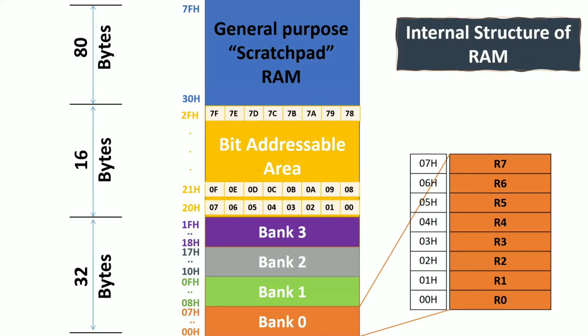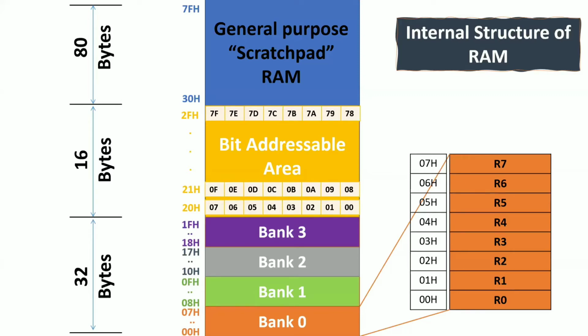Now where do we use the general purpose registers? During our programming. Whenever you are programming your 8051 microcontroller and want to execute any instruction, you will store some temporary data inside your registers. There we use the general purpose registers. Now what is meant by special purpose registers? The name itself indicates that these registers perform some special functions.